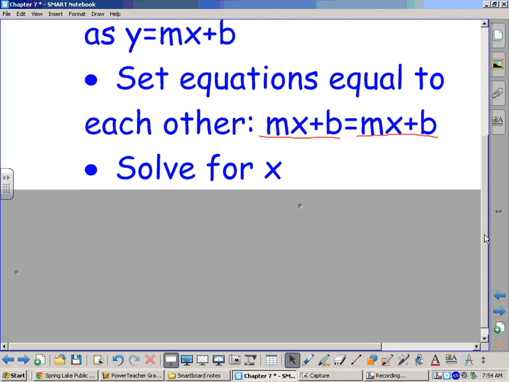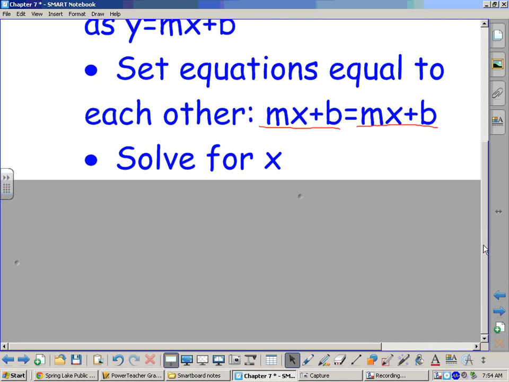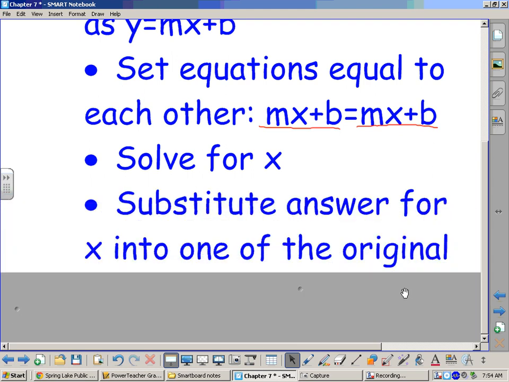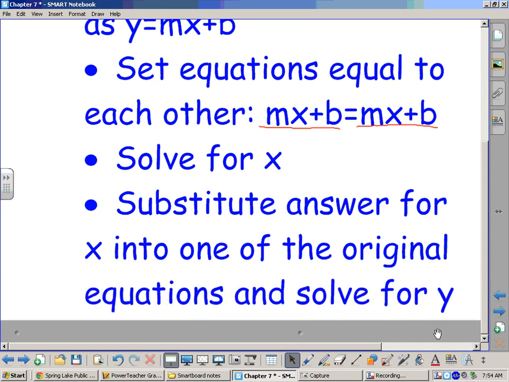And we'll do an example here in a moment, so if you're a little confused as to the process, write the process down and we'll do an example in just a moment. So we solve for x. After we've solved for x, we need to find what y equals. So we take that answer for x and we go back to one of the original problems and we substitute that number in for x. And then we solve for y. So those are the steps to solve a system by substituting.